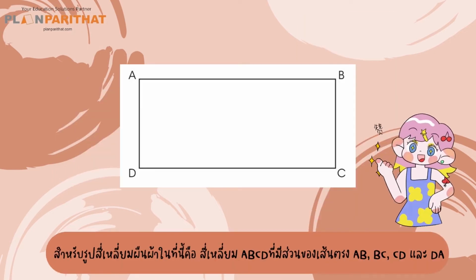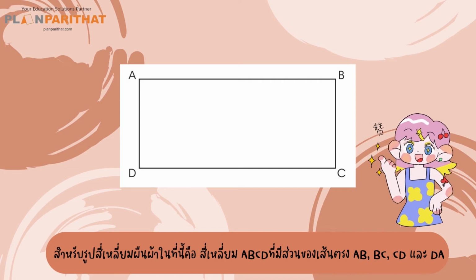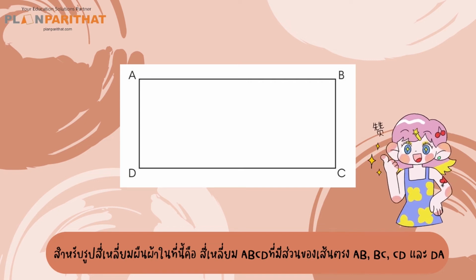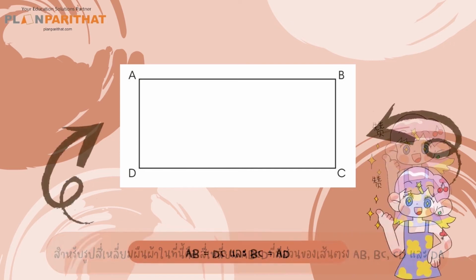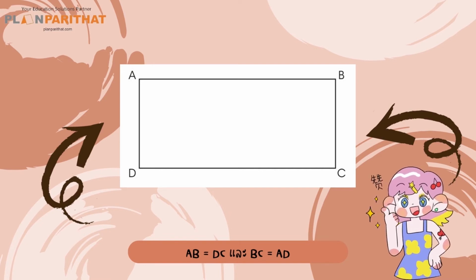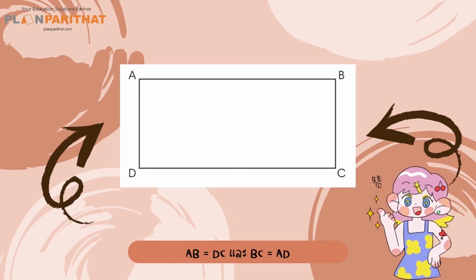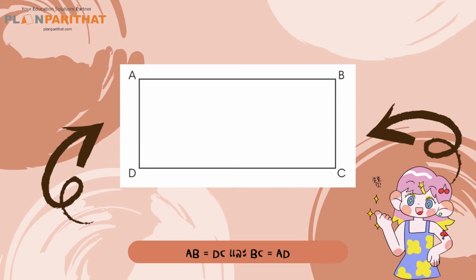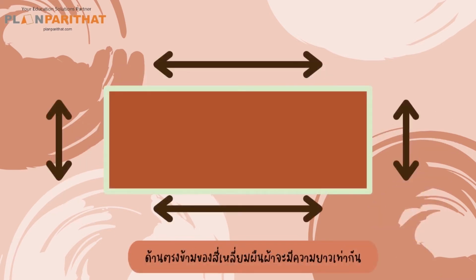As for this rectangle here, we have the rectangle ABCD, which has line segment AB, line segment BC, line segment CD, and line segment DA. The measurement of line segment AB equals the measurement of line segment DC, and the measurement of line segment BC equals the measurement of line segment AD. In other words, the opposite sides of the rectangle are the same length.